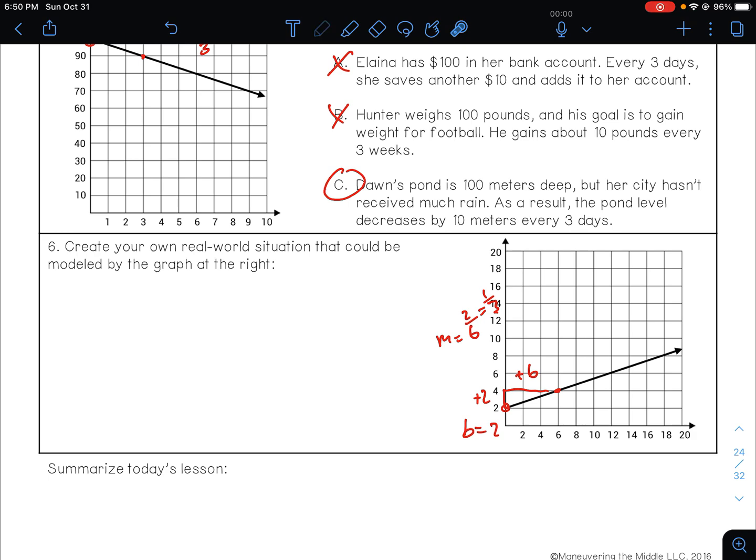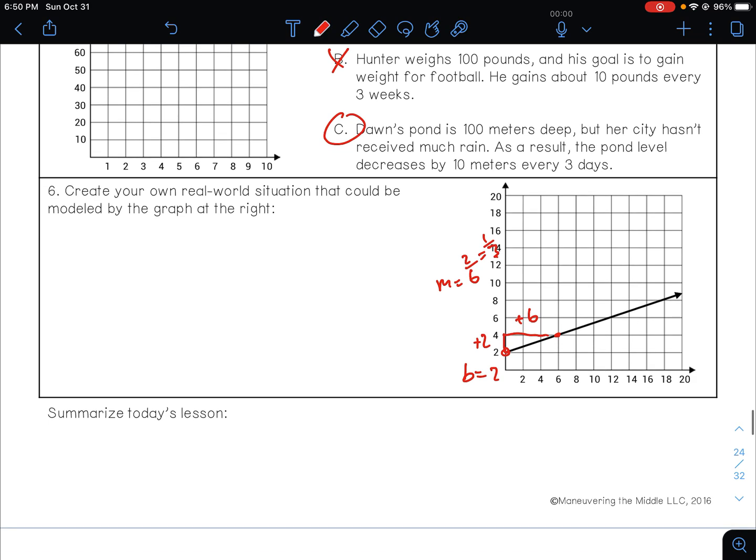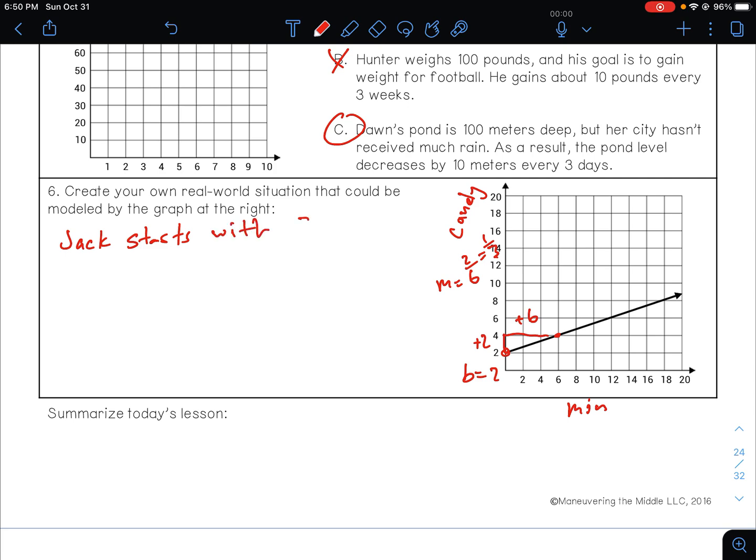So let's go ahead and say I'm in a Halloween kind of mood. So let's say this is minutes, and this is candy. So Jack starts with how much candy? With 2 pieces of candy.